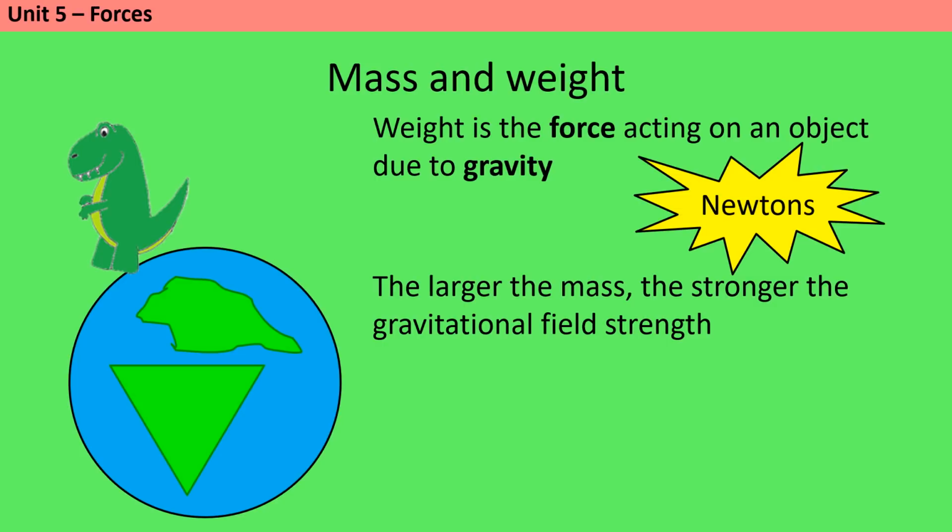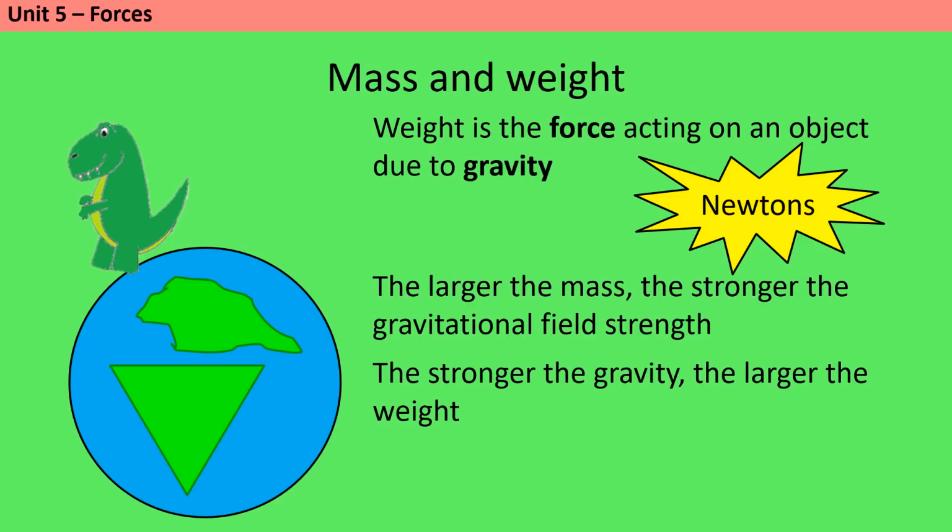Now, this is important because the stronger gravity is, the larger the weight that an object that experiences it will be. So in other words, if you're on the moon, you have a smaller weight than if you're on Earth, because the gravitational pull of the moon is less strong than the gravitational pull of the Earth. And this is important because forces cause changes in motion. You've probably seen videos of astronauts jumping on the moon, and because their weight is small, because the gravitational field strength is smaller, they can jump higher and further.